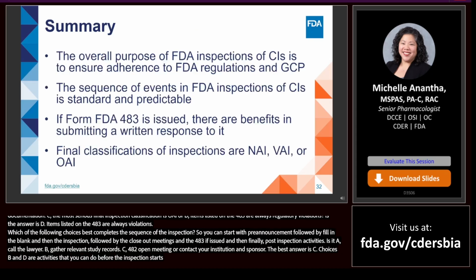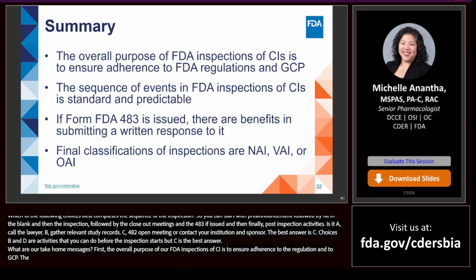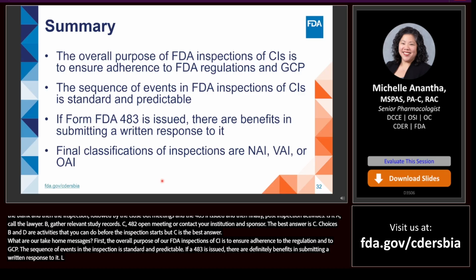So what are our take-home messages? So first, the overall purpose of our FDA inspections of CIs is to ensure adherence to the regulations and to GCP. The sequence of events in a CI inspection is standard and predictable. If a 483 is issued, there are definitely benefits in submitting a written response to it. And final classifications of inspections are NAI, VAI, or OAI.